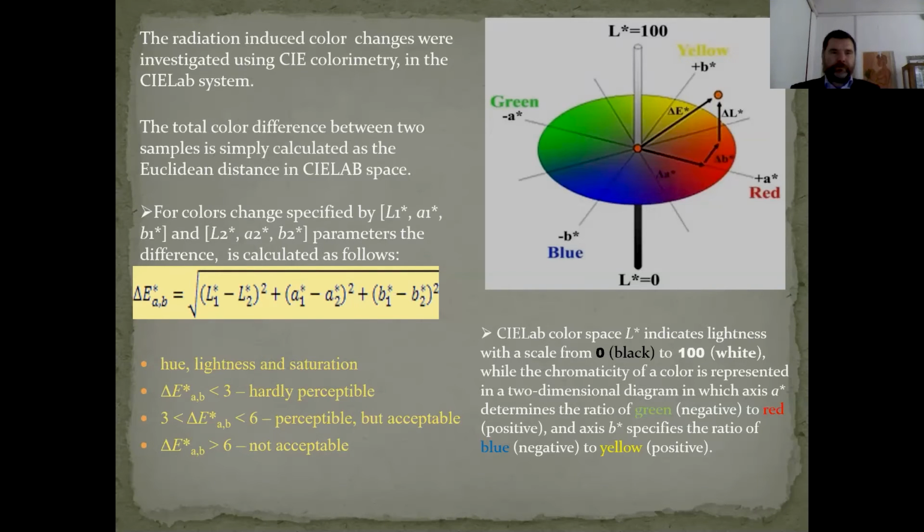Usually we have a table like this: a color change, meaning delta E, of less than 3 is hardly perceptible by the human eye. If it is between 3 and 6, it is perceptible but still acceptable. And if delta E is more than 6, this is quite an unacceptable color change.